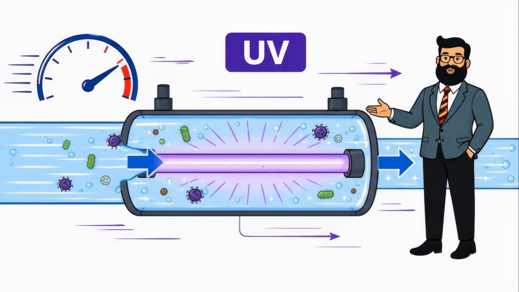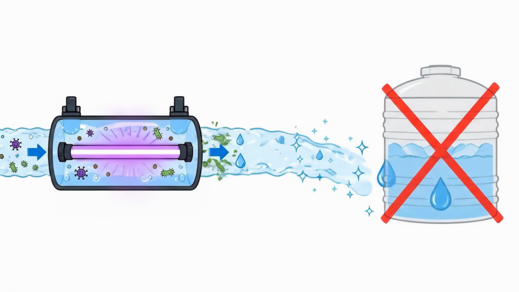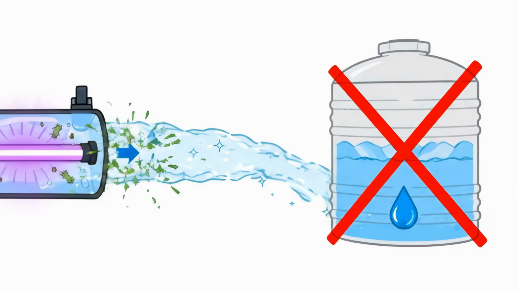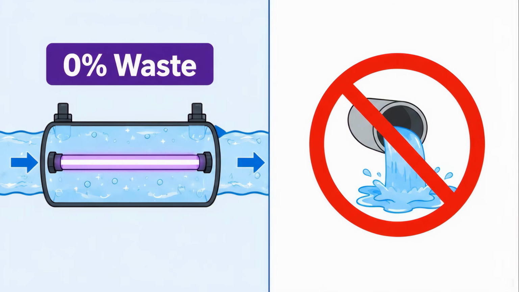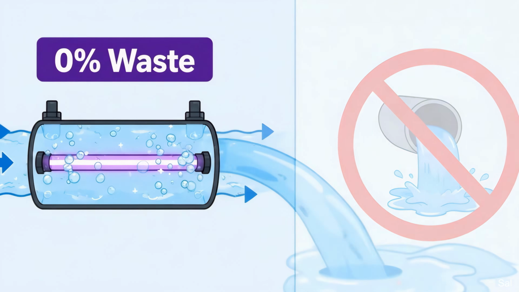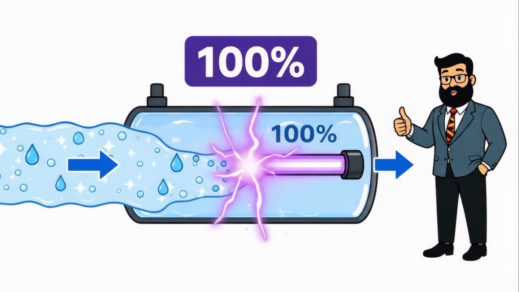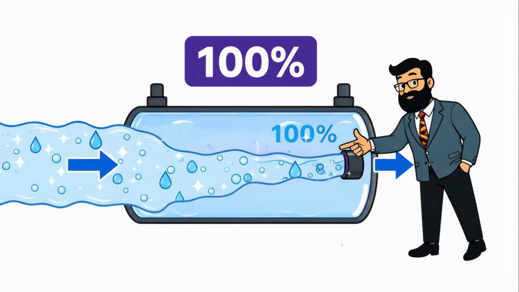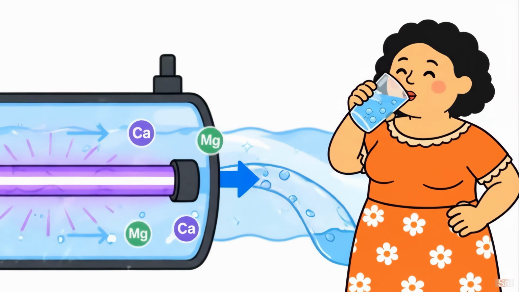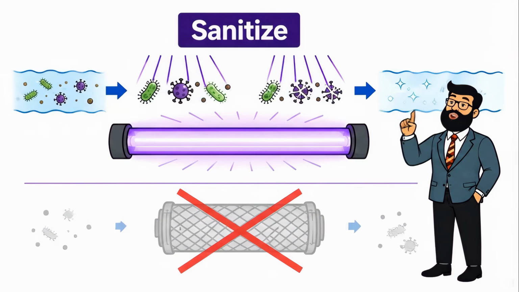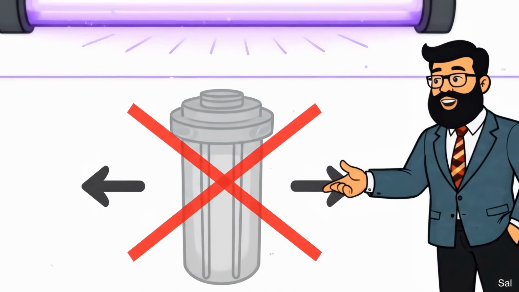The greatest advantage of a UV purifier is its speed and efficiency. It sanitizes water instantly as it flows past the lamp, meaning it does not require a storage tank to keep up with demand. Furthermore, UV purification causes zero water wastage. Every single drop of water that enters a UV chamber comes out as safe drinking water. It also leaves the natural minerals completely untouched, preserving the original taste of your water. But the vital thing to remember is that UV is strictly a sanitizer, not a filter.